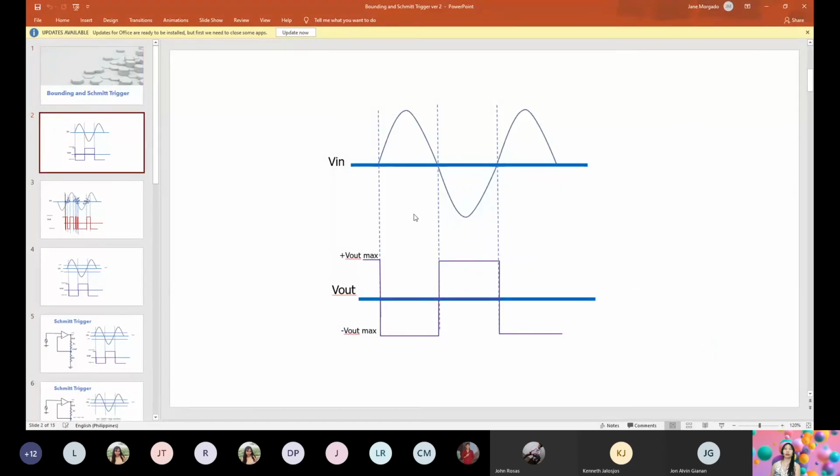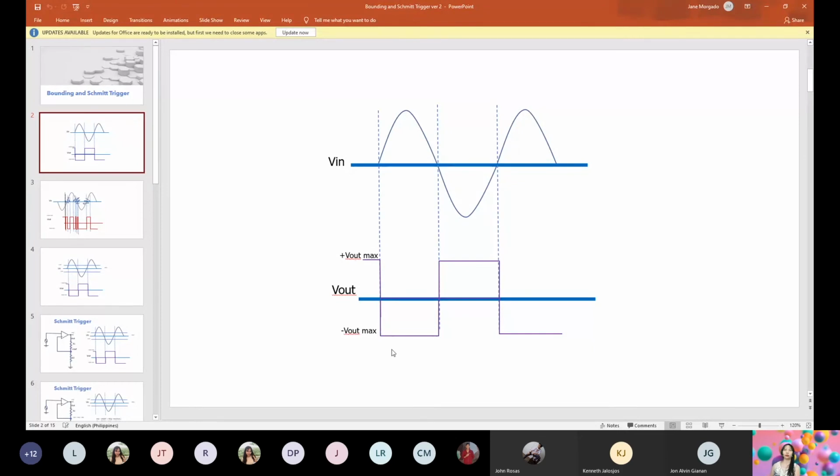Okay, so let's start. Why are bounding and Schmitt Trigger important? For example, we have here a sinusoid. With comparators, if this is the input voltage for a comparator circuit, a comparator circuit simply gives an output of either positive or negative values.